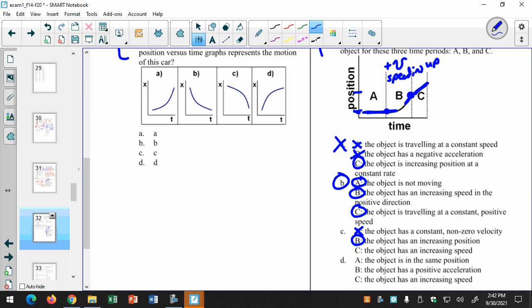The object has an increasing speed. Right here, no, the slope is the same. So the speed is constant. So that's not true. The object is in the same position. True. The object has a positive acceleration. True. We just said it was. The object has an increasing speed. Not true. So B is the only one with 3 true statements.